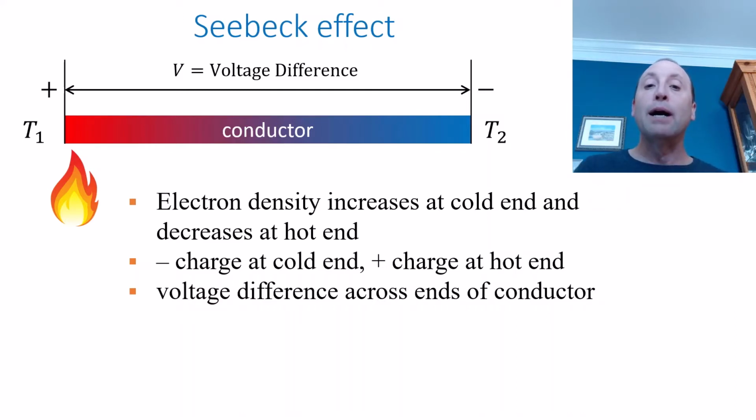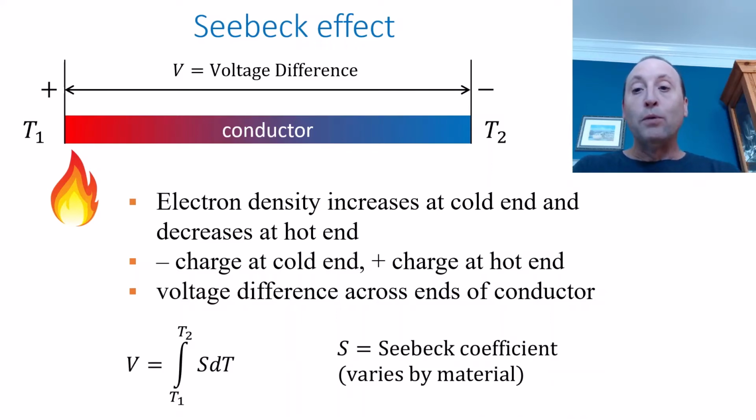So there will be a higher number of electrons on the cold end, and a fewer number of electrons on the hot end. So the hot end ends up being positively charged compared to the cold end, which is negatively charged. This creates a voltage difference that we can measure and take advantage of. And that is the basis for both of these effects.